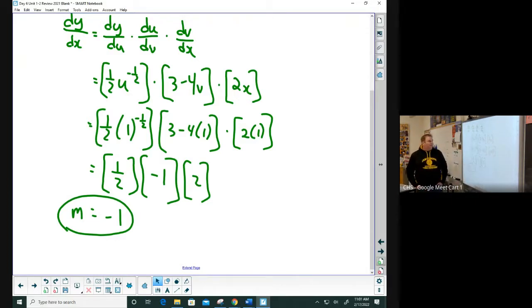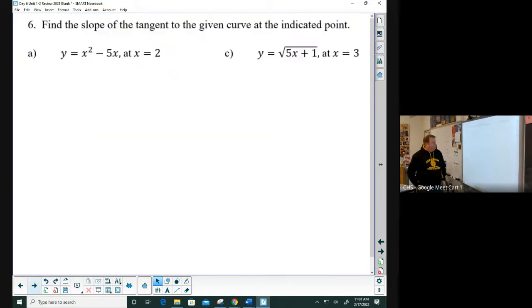We're now moving on to 6. Find the slope of the tangent to the given curve at the indicated point. So this sounds like something we did in Unit 1, and it is something we did in Unit 1, but we're doing it in Unit 2, which means we're going to be able to do it a lot quicker.